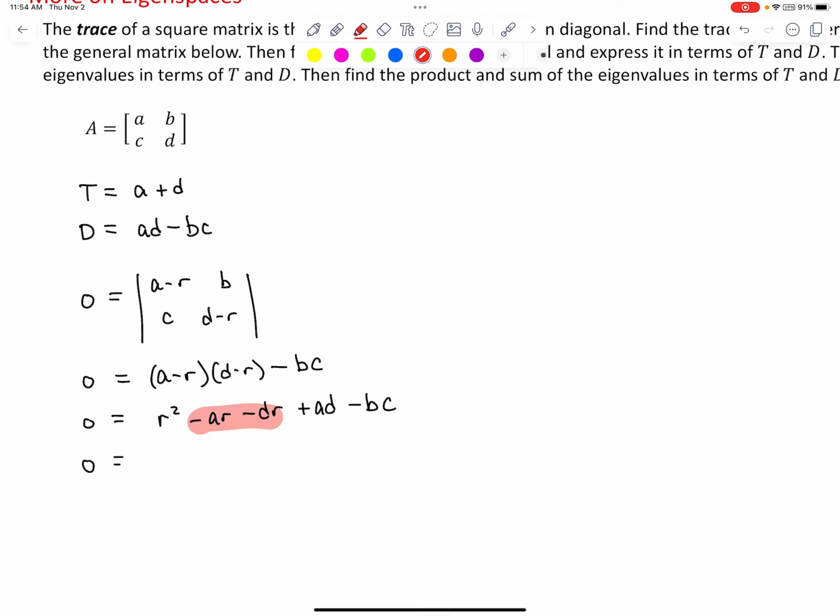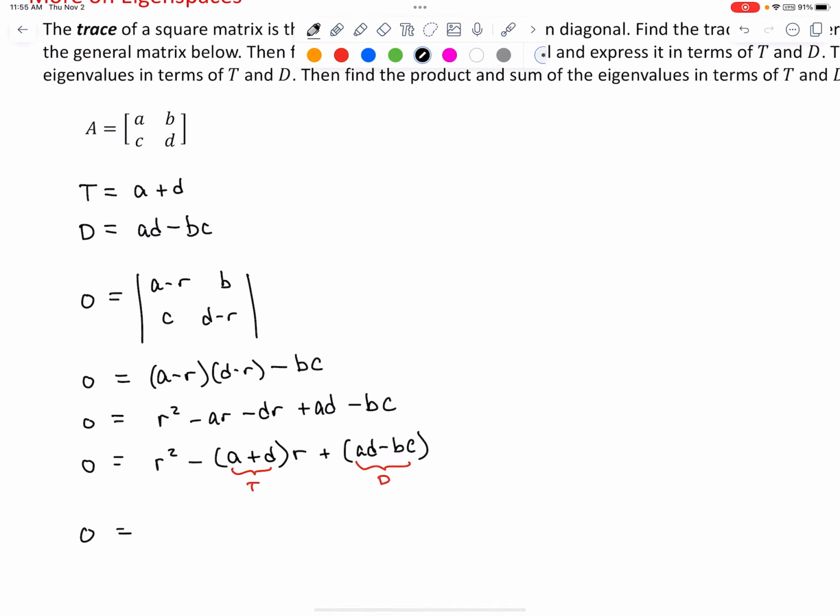Now these two middle terms, I'm going to factor the r out and the negative. That gives me r squared minus parentheses a plus d, end parentheses, times r. So I factor the negative to the front and the r to the right, not that it matters, plus, and then we have this ad minus bc constant over here. But notice what you get here, that this is the trace and this is the determinant. So we can write our characteristic polynomial as r squared minus the trace times r plus the determinant.